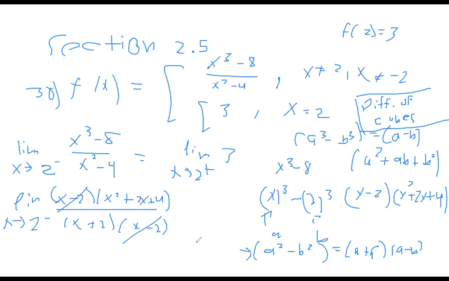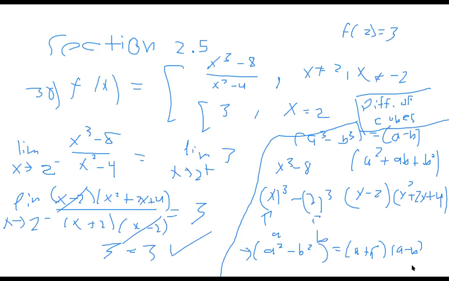Sorry guys, this is looking a little messy. I'm trying my best. So limit as x approaches 2. If you just do this, this is just going to be 3. Limit as x approaches 2 from the right, that's just going to be 3. So if you plug in 2, it's going to be 2 squared, which is 4, plus 4 is 8, plus 4 is 12, divided by 4, that's 3. So you get 3 equals 3. That checks out.